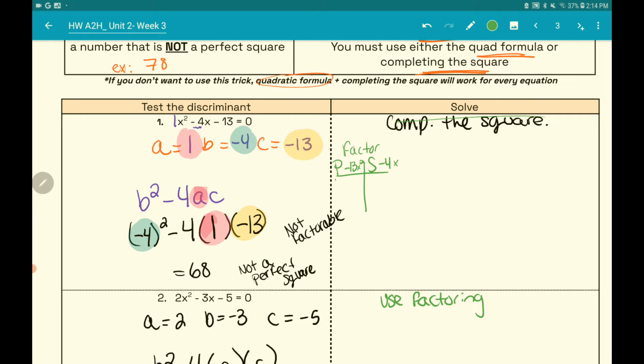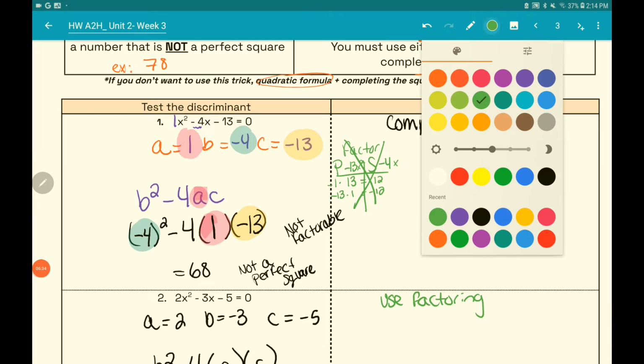I'm never going to have, so the only things that multiply are 1 and 13. These are not going to give me negative 4. This would give me 12, and this would give me negative 12. So this doesn't work. So that's why, another reason why I have to use completing the square or the quadratic formula.